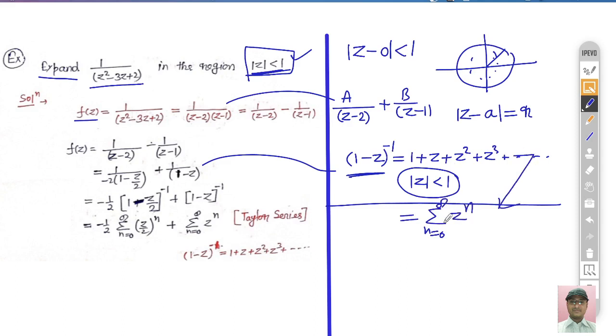You can see here, once you put n equal to 0, it will be 1, since z to the power 0 is 1. Once you put 1, it will be z. Once you put 2, it will be z², right? So you can write this form (1 - z)^(-1) as the summation over n from 0 to infinity of z^n. So finally, once you take the common factor of minus 1 by 2, it is the summation over n from 0 to infinity of (z/2)^n, plus the summation over n from 0 to infinity of z^n. So you can observe here, both of the terms contain the positive power of z only, right?